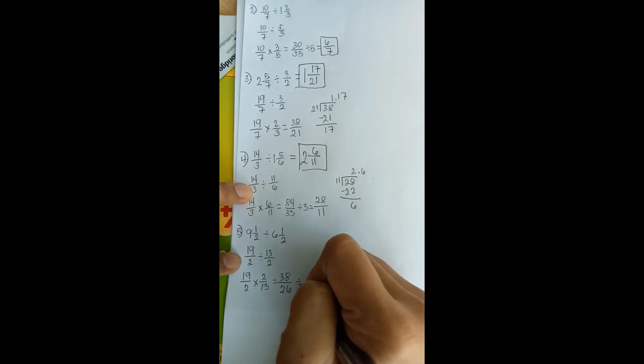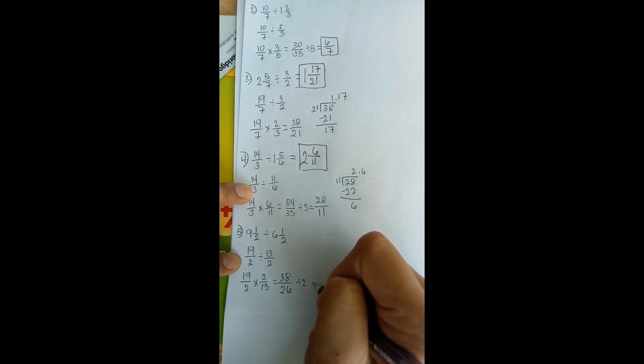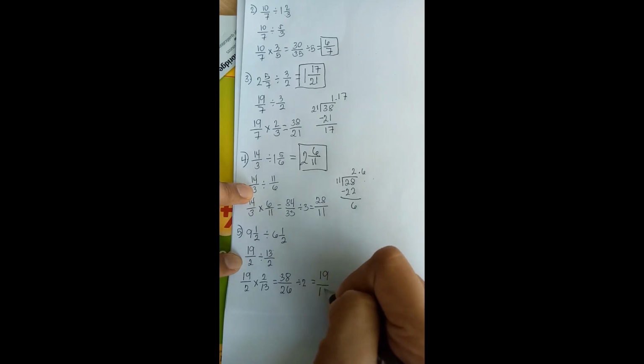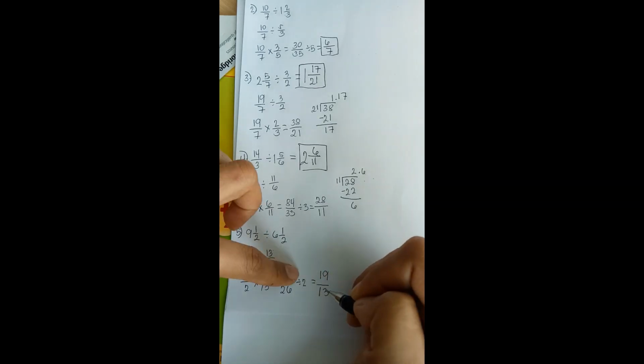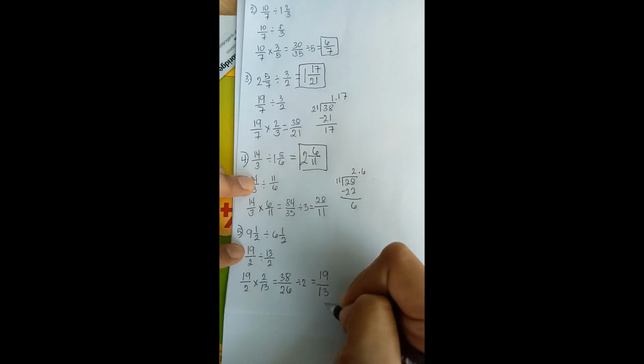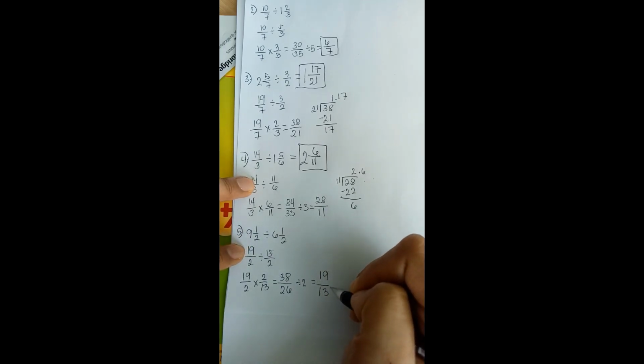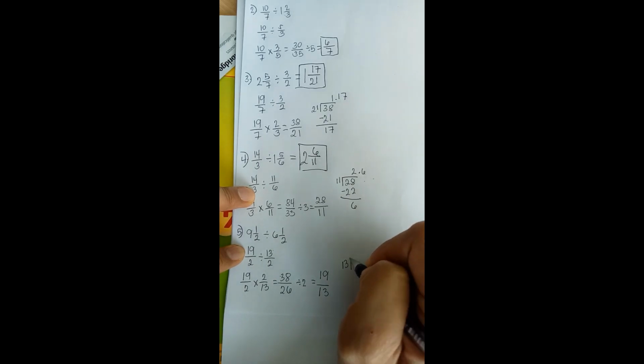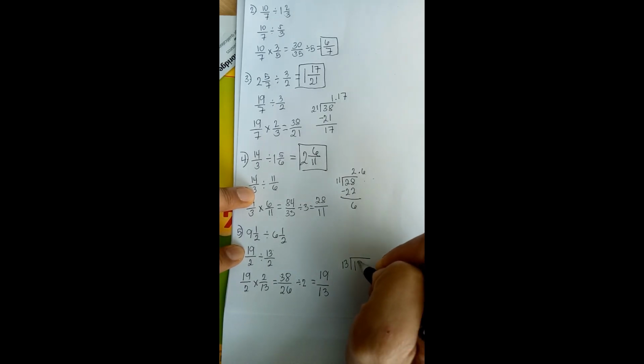It can still be simplified by dividing it by 2. Now 38 divided by 2 equals 19. 26 divided by 2 equals 13. So this is our improper fraction answer. We can still convert it to a mixed fraction using division. So I'll write 13 outside. I'll write 19 inside.